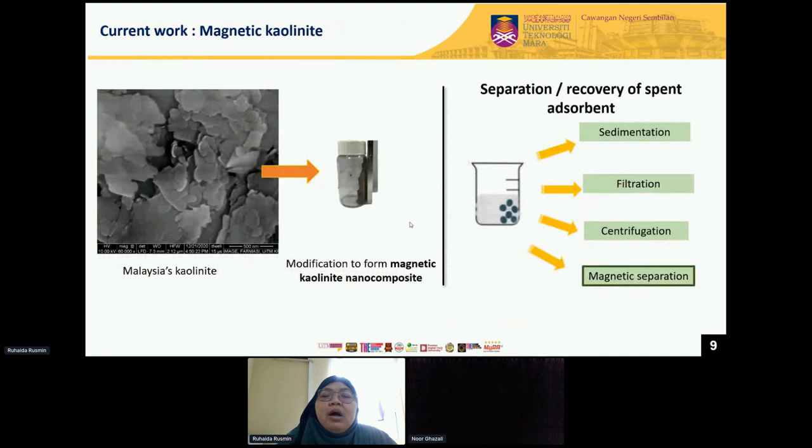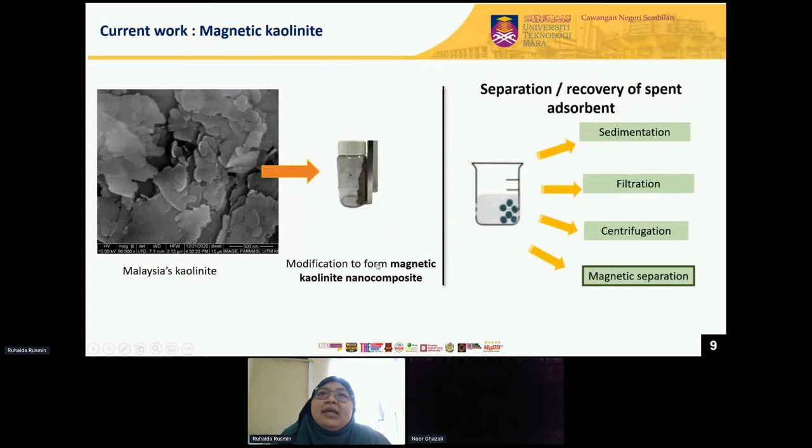So moving on to our focus, what we produce is we try to work on this magnetic kaolinite. So basically, this is the SEM image of the kaolinite. This kaolinite we retrieve from our local resources, and we modify this kaolinite to form the magnetic kaolinite nanocomposite.